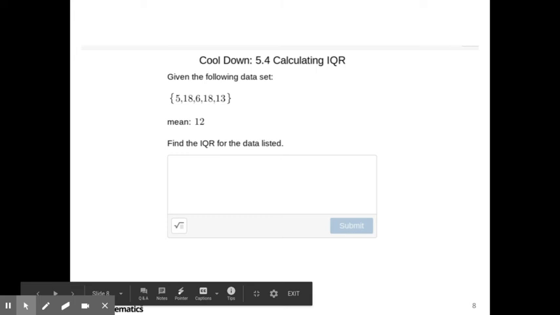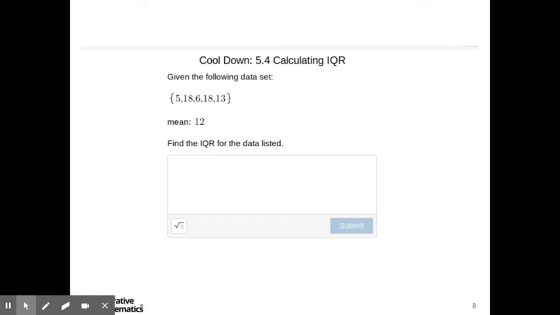All right. Hey guys, so in your cool down yesterday, I asked you to find the IQR for the data listed. So for you to be able to find that, you had to first put the data in order numerically. So it is not in numerical order. So I should have 5, 6, then 13, 18, and 18.